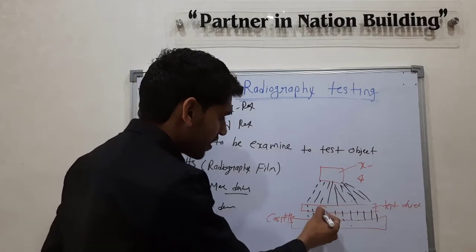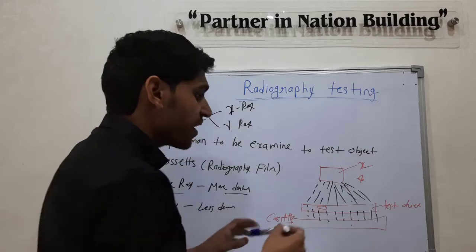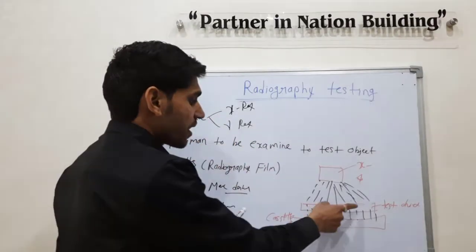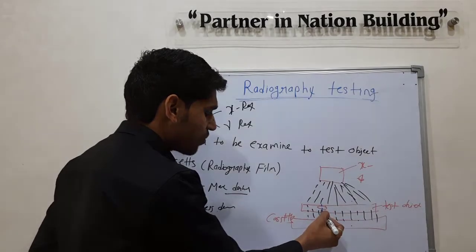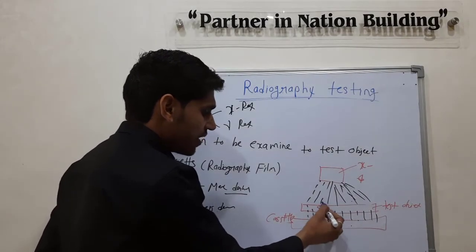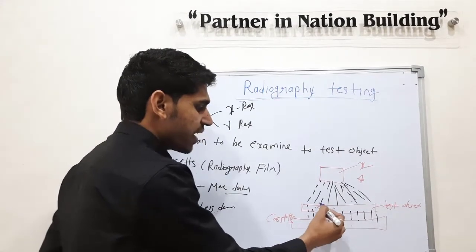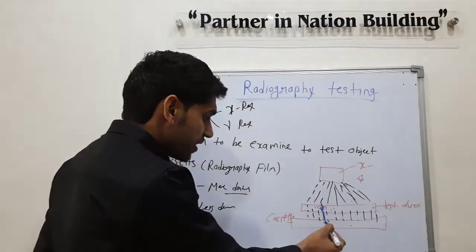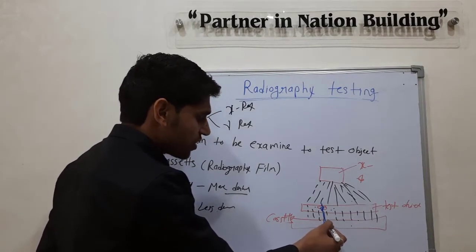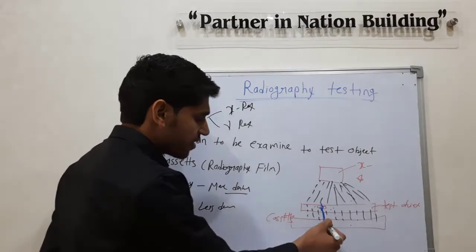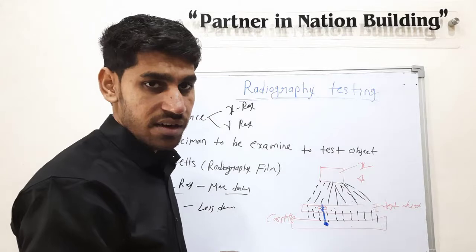if there is a defect and the density of this defect is less compared to the density of the material, then what will happen? These rays will come out and the intensity of this ray will be high compared to the others because there is an air gap. So in this film, this portion shows that more light has come out at this particular area, and it will be darker.